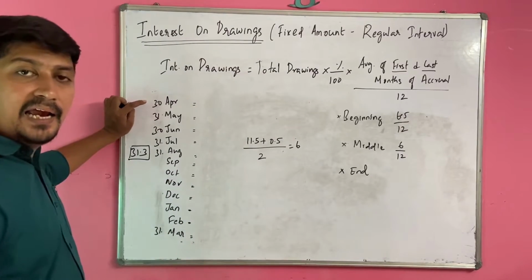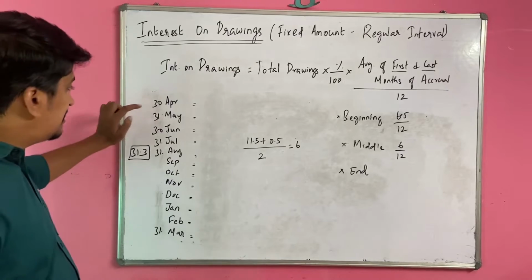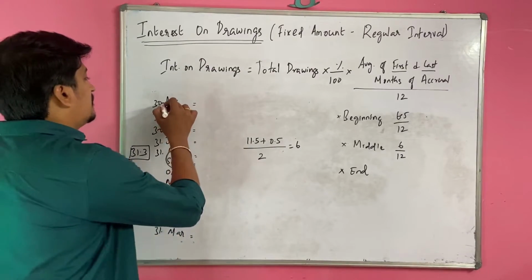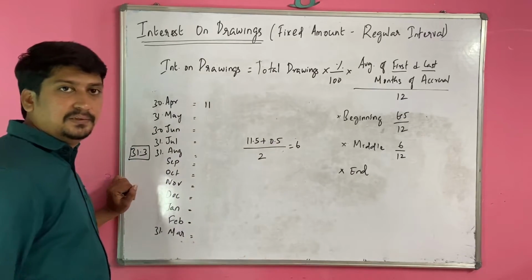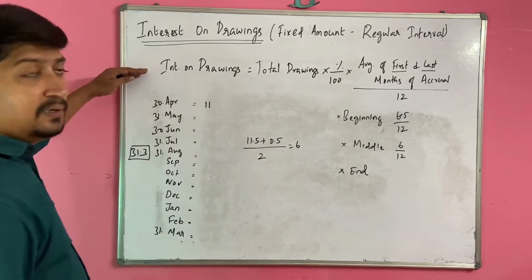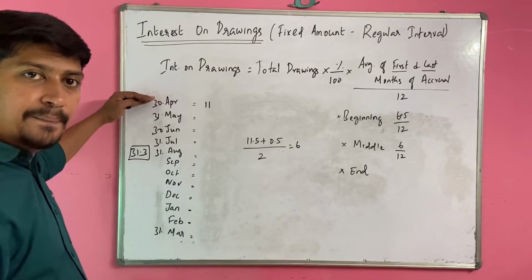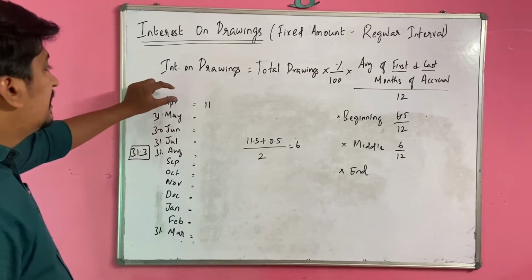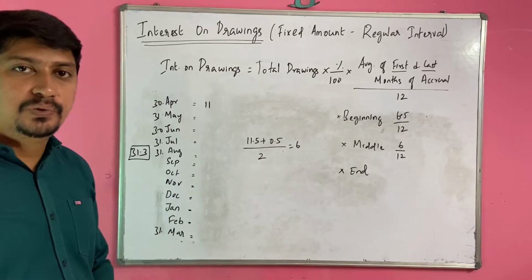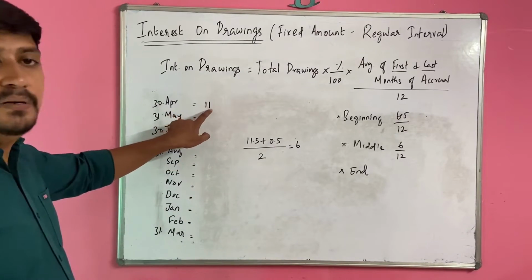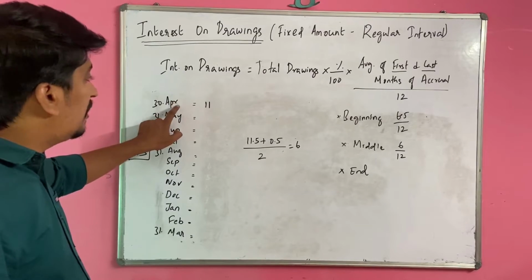Now let's calculate months accrued for each drawing. For the amount that was drawn on 30th April, he has to pay 11-month interest because April is over. Then he took at the end of April only he has taken. So April should not be considered. So the remaining 11 months only the amount was used by him. So he has to pay 11-month interest for the amount drawn on this date.